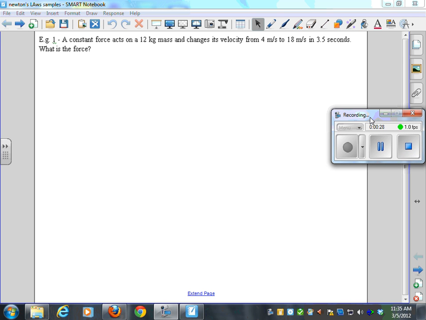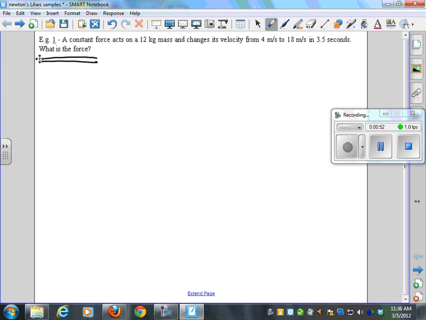Okay, so let's have a look at example 1 right here. Now I've also given you a handout so you don't have to copy down the question, you just have to write down the answer. So it says example number 1, a constant force acts on a 12 kilogram mass, changes its velocity from 4 meters per second to 18 meters per second in 3.5 seconds. What is the force? So we're looking for F.